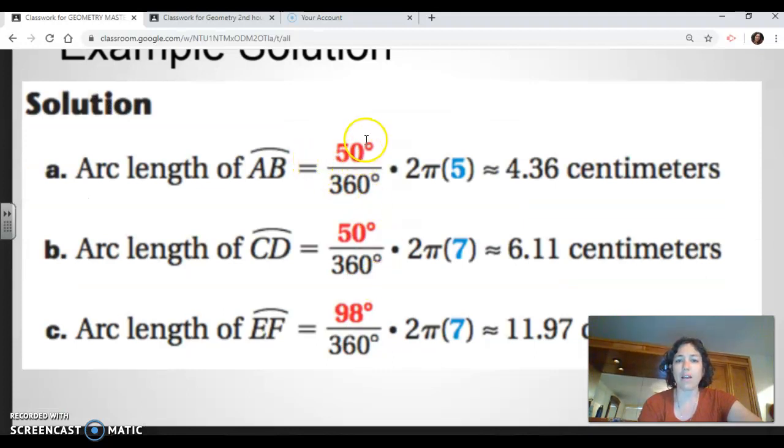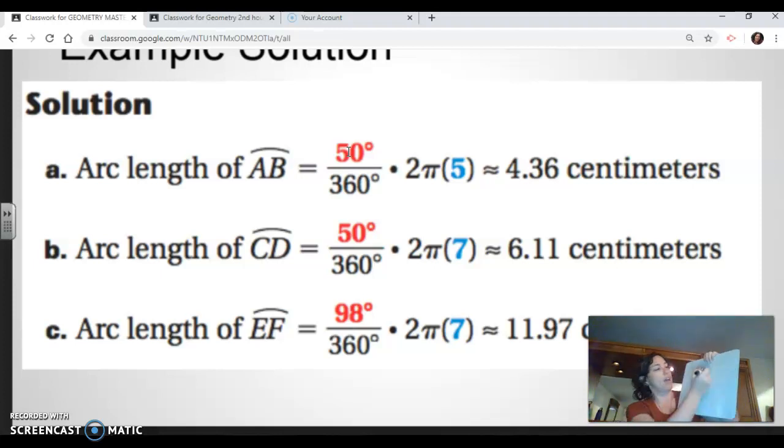Right here, for example, if I had a circle and the central angle is 50 and the radius is 5. If I had something that looked like that, that would be what I'm solving on the first one. And you can try it on your calculator. You can get used to plugging it in.